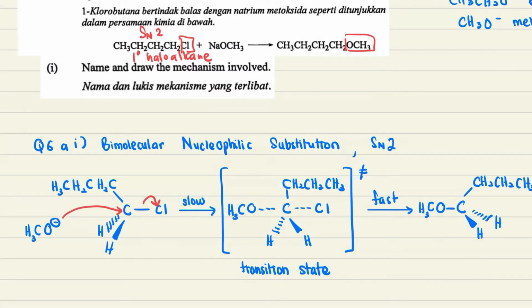Our nucleophile is sodium methoxide. But we remove the sodium, because the methoxide ion is the nucleophile, so the negative charge actually belongs to oxygen. But if you write OCH3 minus, that is also fine. But your arrow must start from the minus.